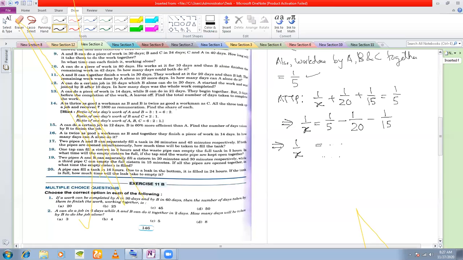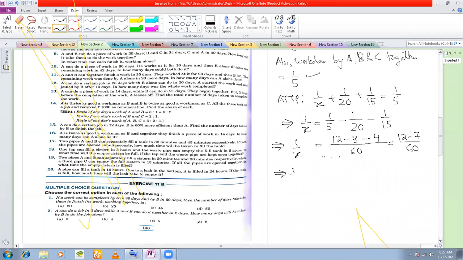LCM of 5, 20, and 15 is again 60. 60 divided by 5 is 12. 12 into 1 is 12. 60 divided by 20 is 3. 3 into 1 is 3. And 60 divided by 15 is 4. 4 into 1 is 4. That's it. So you get (12 minus 7) divided by 60.